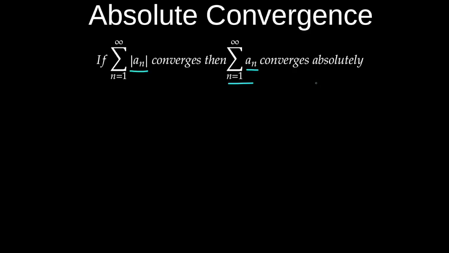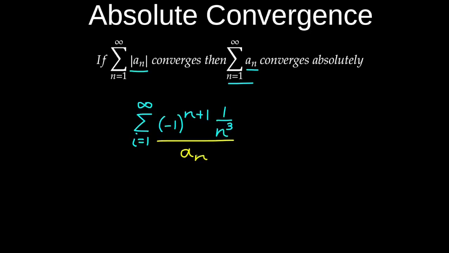So for example, if we consider this alternating series, then we designate this term as an, and this term here we designate as bn, which is the absolute value of an. And therefore, we can check if the series bn converges. And if it converges, then this series here converges absolutely.